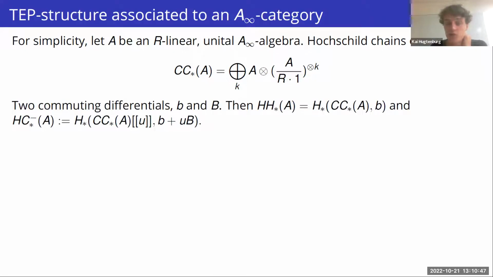And on here, you can construct 2 differentials, a small b and big B. And then the Hochschild homology of A is just the homology with respect to this first differential, small b. And the thing that we're going to construct a TEP structure on is the negative cyclic homology. So this is the homology where you're taking the total complex of the differential b plus uB. So here again, you have this formal parameter u that we have adjoined.